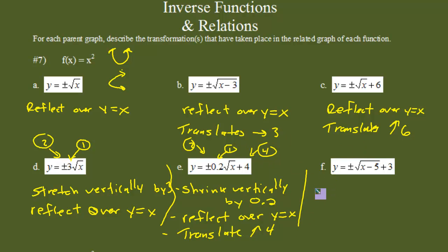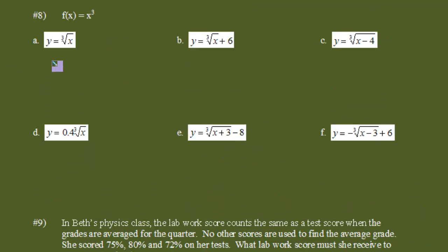F, we are reflecting over the line y equals x. That's from the plus or minus square root. This minus 5 translates the graph to the right 5. This plus 3 translates it up 3. So we're going to translate right 5 and up 3.